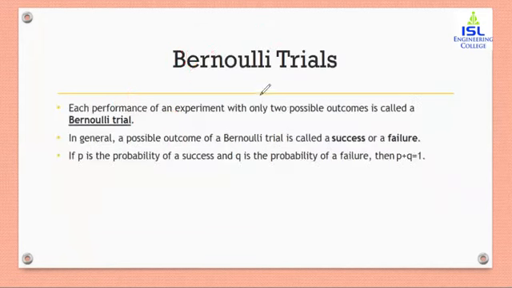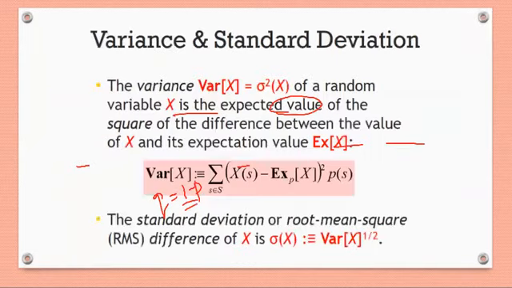Now, Bernoulli trial, as I explained already, is an experiment with only 2 outcomes. One is a success, the other is a failure. If P is the success, Q is the failure, and then Q will be equivalent to 1 minus P. All right, so this is your Bernoulli trial.